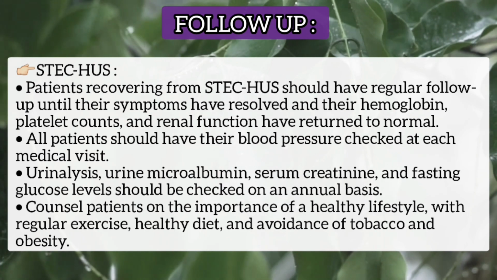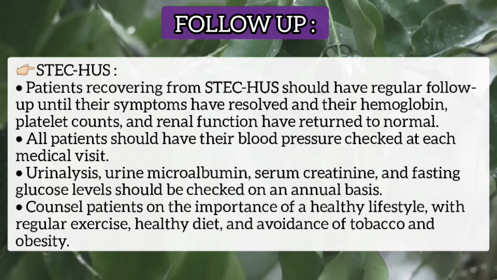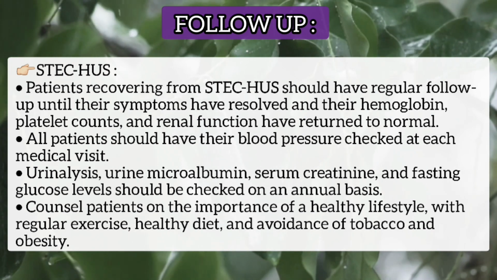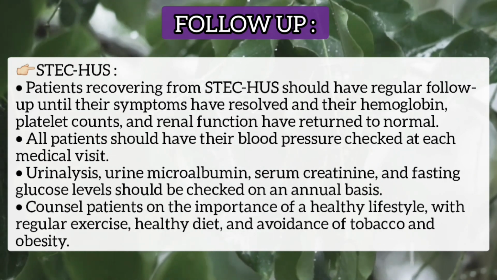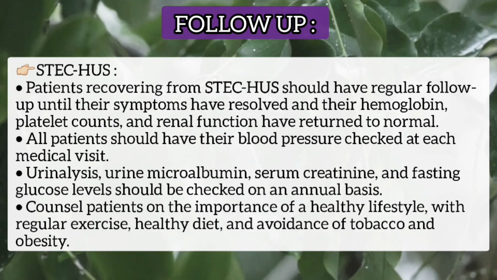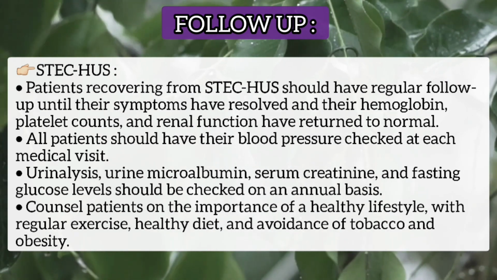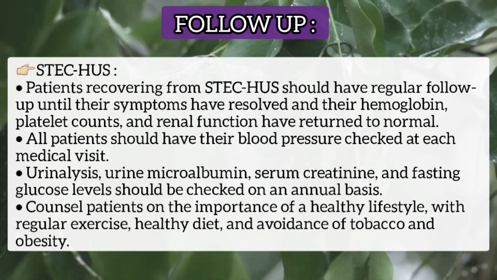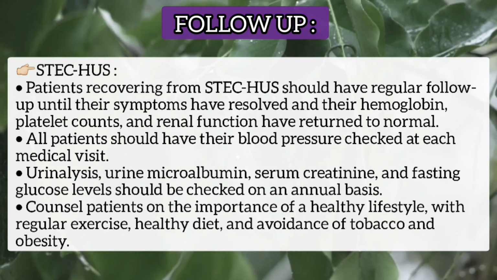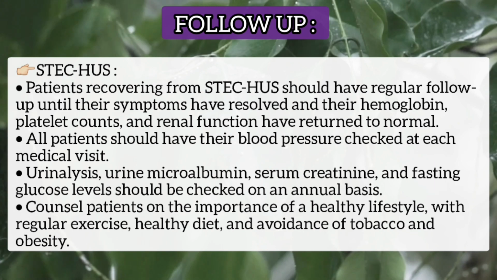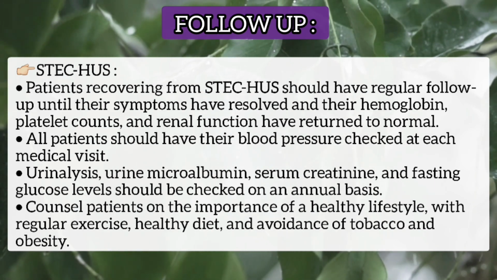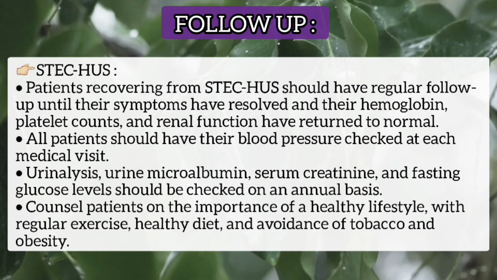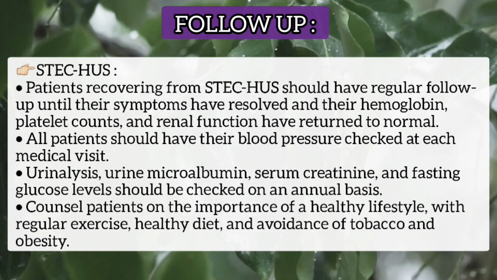Patients recovering from Shiga toxin-associated hemolytic uremic syndrome should have regular follow-up until their symptoms have resolved and their hemoglobin, platelet count, and renal function have returned to normal. All patients should have their blood pressure checked at each medical visit. Urine analysis, urine microalbumin, serum creatinine, and fasting glucose level should be checked on an annual basis. Counsel patients on the importance of a healthy lifestyle with regular exercise, healthy diet, and avoidance of tobacco and obesity.